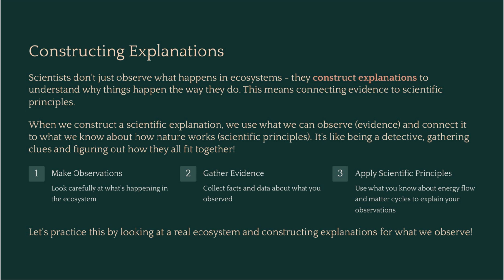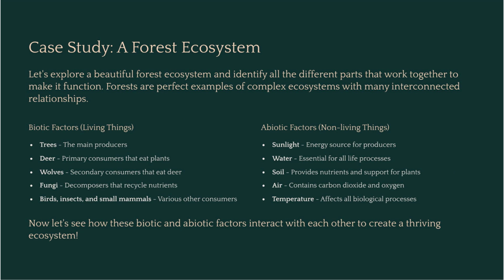A good explanation connects evidence to a scientific principle. It's not just a guess, it's a reasoned argument. We'll use our knowledge of energy flow and matter cycling to make sense of what we observe. Let's go back to our forest. Imagine we see trees, deer, wolves, and fungi. We want to explain how these different parts are connected. We can think about the flow of energy and the cycling of matter.